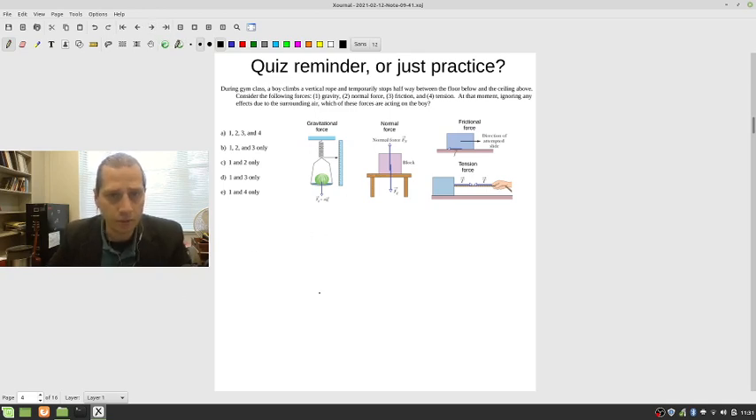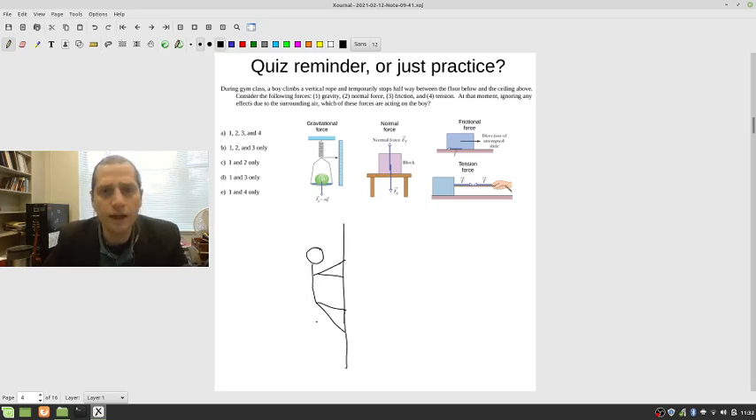Okay, here's another problem. During gym class, a boy climbs a vertical rope. All right, my artistic career is coming along nicely. And temporarily stops halfway between the floor and the ceiling above. Considering the following forces: gravity, normal force, friction, and tension at the moment, ignoring any effects due to surrounding air. Which of these forces are acting on the boy?